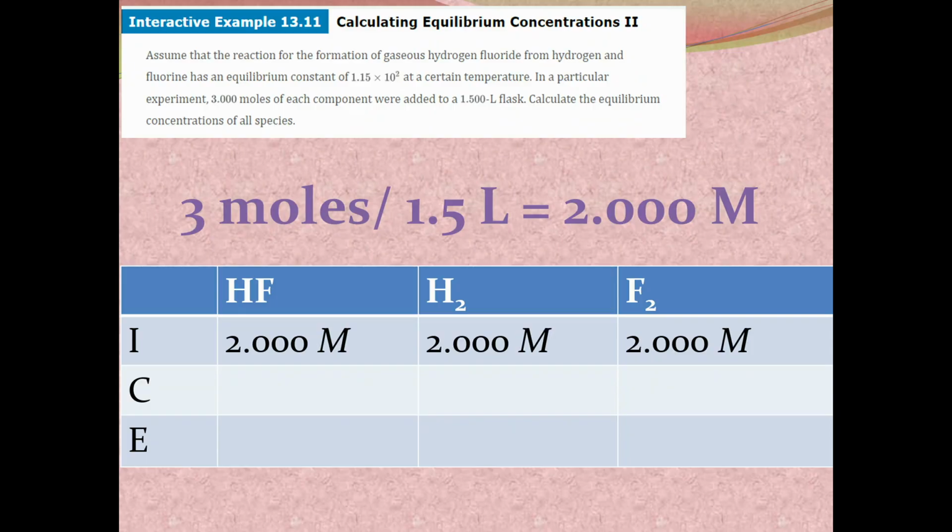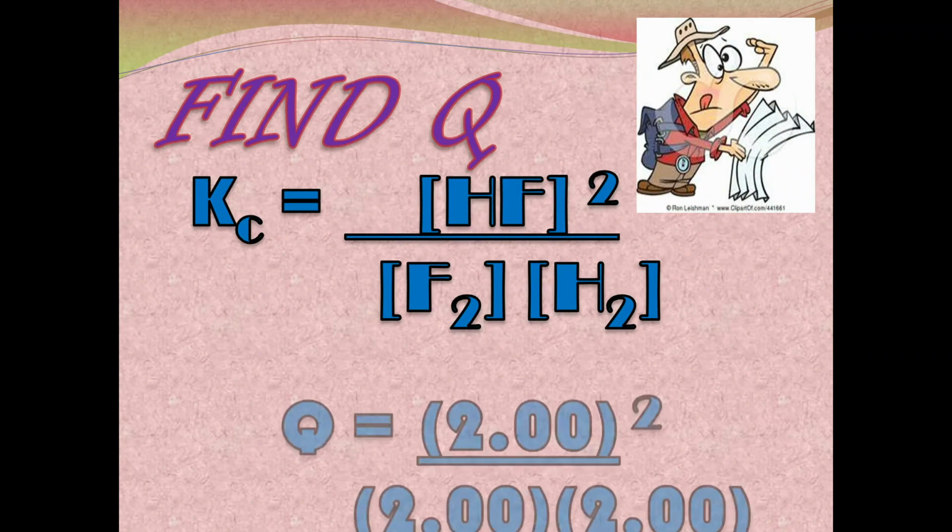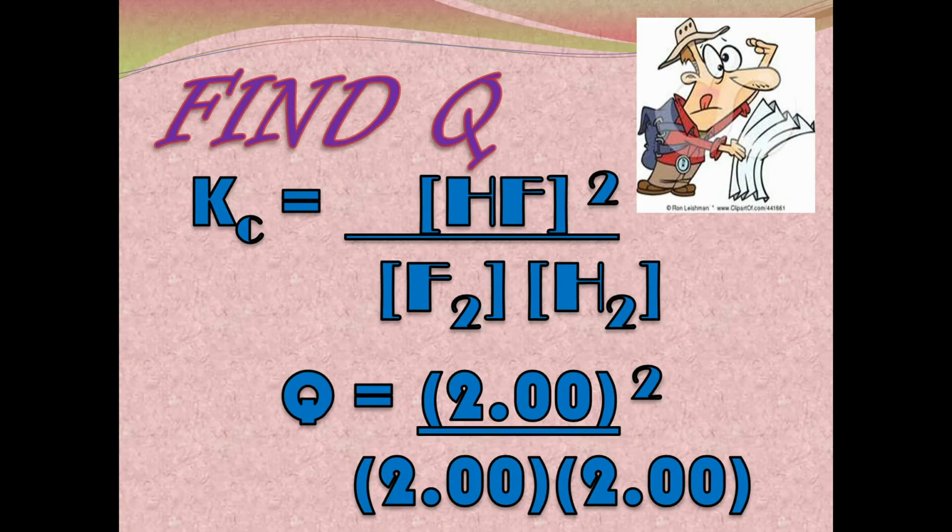So I have 3 moles of everything in a 1.5 liter flask. So I did have to convert to molarity. So 3 moles divided by 1.5, everything is 2 molar. My equilibrium constant is 115. 1.15 times 10 to the second, it's 115. So first thing I want to do is find Q. So 2.0 squared divided by 2.0 times 2.0, Q is 1.